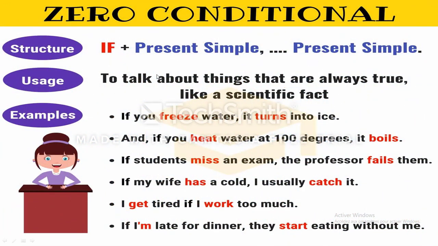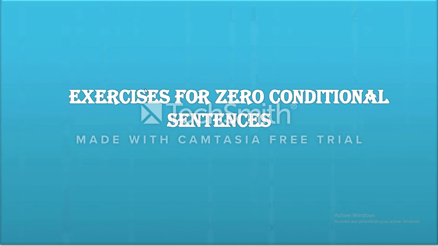Okay, so let's go to conditional type 0, or zero conditional. The structure: we use if plus present simple, comma, present simple. Remember, why do we use conditional type 0? We use conditional type 0 in order to talk about things that are always true, like scientific facts. Something that is real and happens all the time.